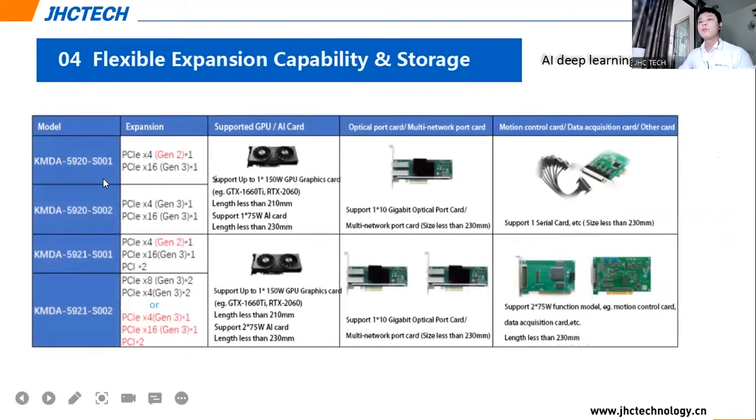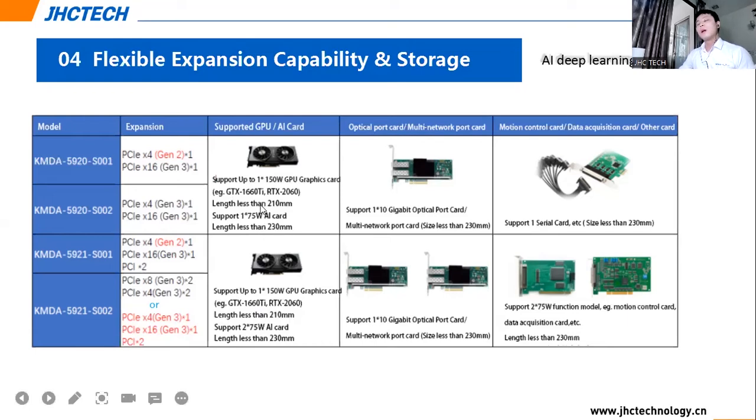The KMDA-5920 can support PCIe X4 and PCIe X16. KMDA-5921 can support 1 PCIe X4, 1 PCIe X16, and 2 PCI. The KMDA-5921 S02 has 2 models. You can choose 2 PCIe X8 or 2 PCIe X4, or you can choose 1 PCIe X4, 1 PCIe X16, and 2 PCI. Because of this expansion slot, you can install multiple function cards.